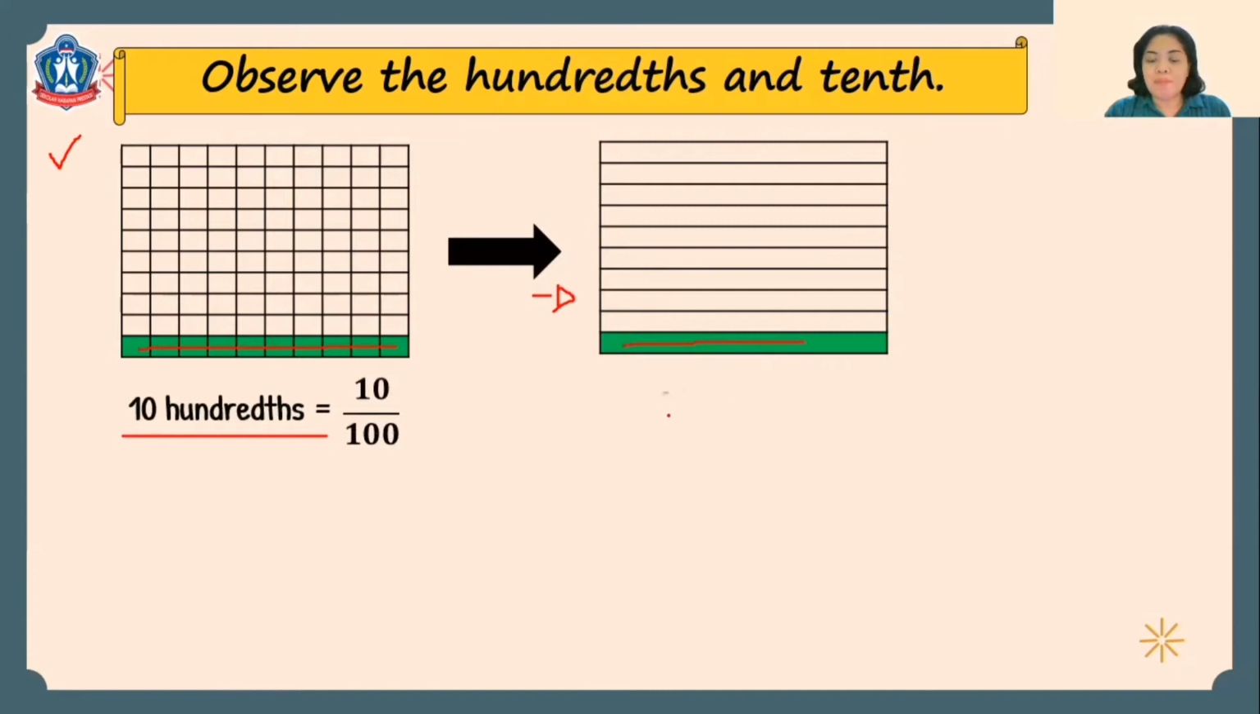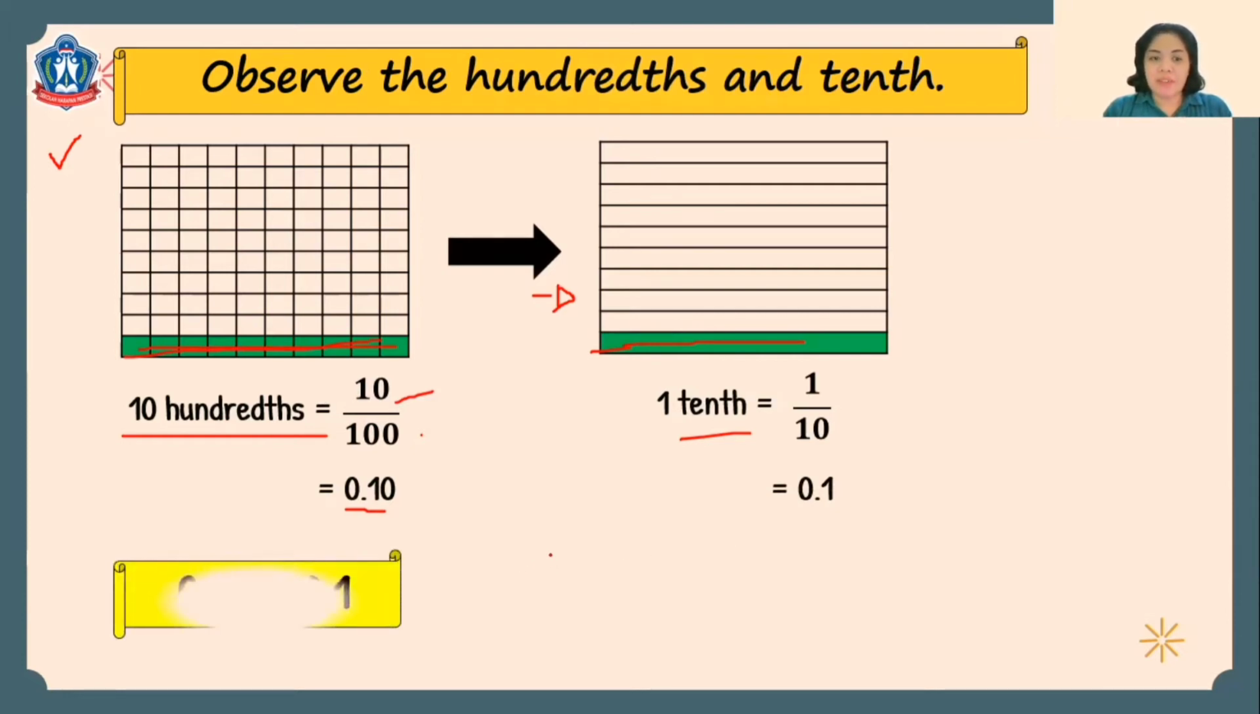So this is 1/10. Do you remember 1/10? If it is 10 hundredths, it is 10 over 100. But if you observe them, are they equal or not? Let's see. 10 hundredths, if we write it as a decimal, is equal to 0.10. And 1/10, if we write it as a decimal, is 0.1. Are they equal? Yes, they have the same value.